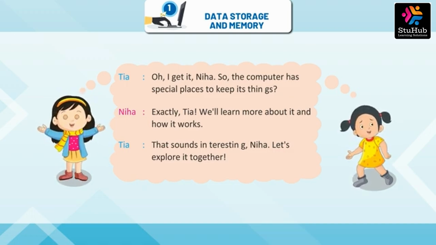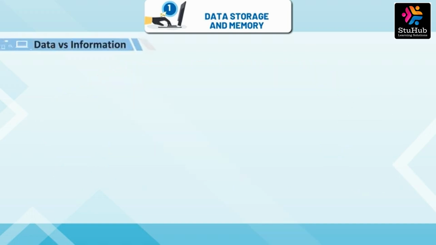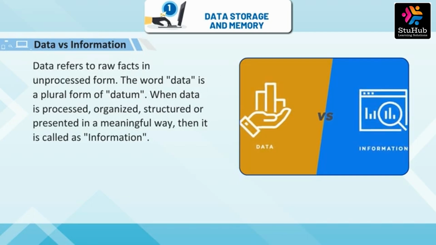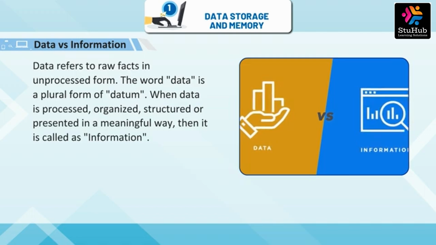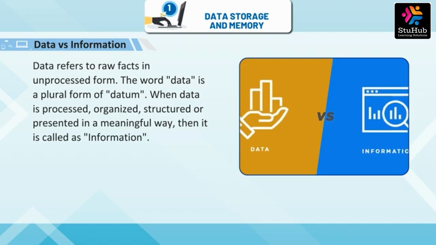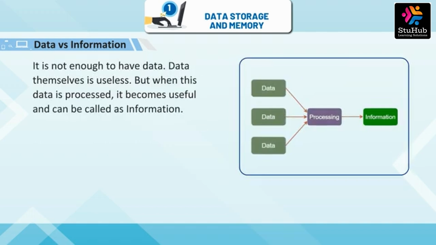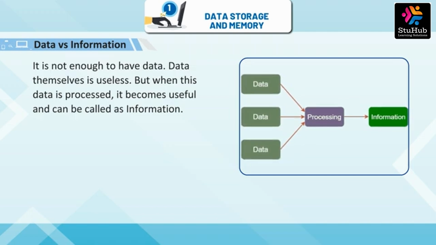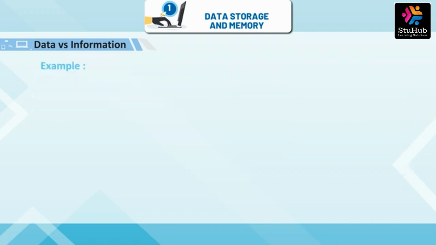Let's explore it together. Data versus information. Data refers to raw facts in unprocessed form. The word data is a plural form of datum. When data is processed, organized, structured, or presented in a meaningful way, then it is called information. It is not enough to have data. Data by itself is useless. But when this data is processed, it becomes useful and can be called information.